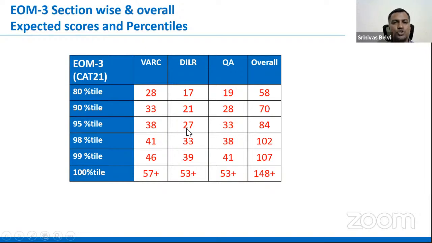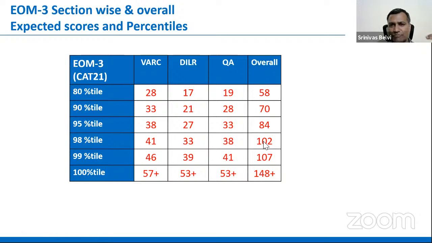In DILR, one should get 27, whereas in QA, one should get 33. If I add up these numbers, assuming that you got 38, 27 and 33, that becomes 98 marks. 33 plus 27, which is 60, 60 plus 38, which is 98. If you get 98, trust me, you'd be closer to 97.5 percentile, or 97.